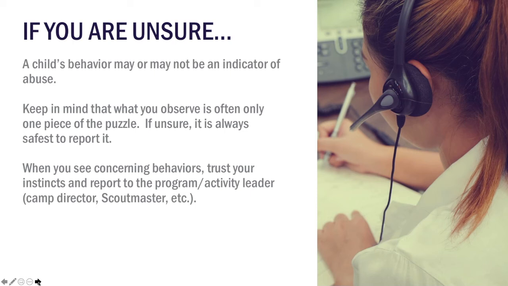Sexual abuse can frequently be difficult to identify. Remember, a child's behavior may or may not be an indicator of abuse. Keep in mind that what you have observed is often only one piece of the puzzle. If unsure, it is always better to report what you have seen. When you see concerning behaviors, trust your instincts and report to the program activity leader, such as the camp director or scoutmaster.